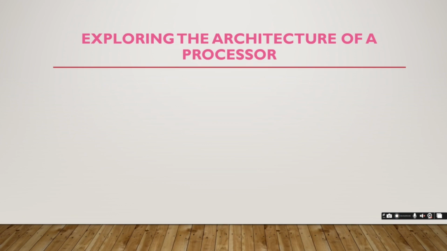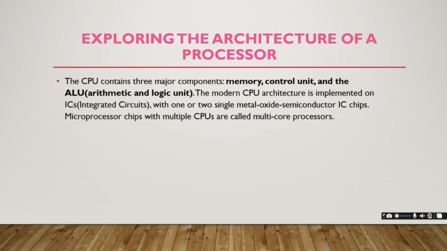How to exploit the architecture of a processor. The CPU contains three major components, which are the memory, control unit, and the ALU, also known as the arithmetic and logic unit. The modern CPU architecture is implemented on ICs, that is integrated circuits, with one or two single metal oxide semiconductors. IC chips or microprocessor chips with multiple CPUs are called multi-core processors.